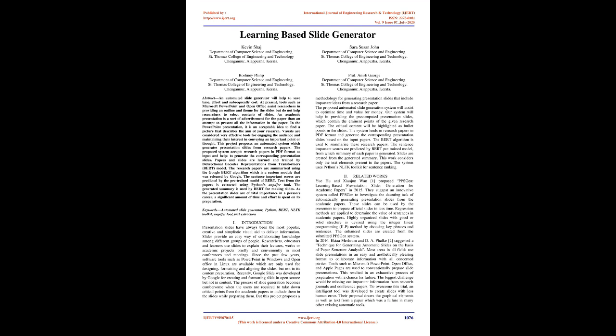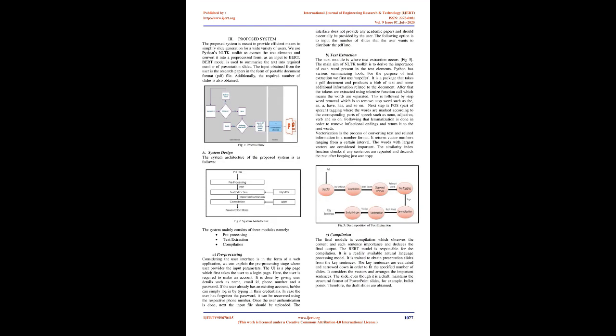The BERT algorithm is used to summarize these research papers. The sentence importance scores are predicted by the BERT pre-trained model, from which the summary of each paper is generated. Slides are created from the generated summary. This work considers only the text elements present in the papers. The system uses Python's NLTK toolkit for sentence ranking.